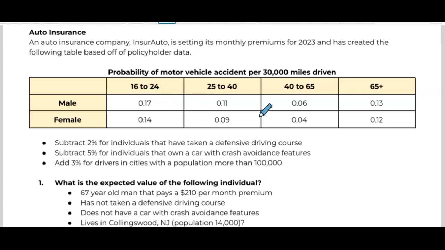Young males are the highest. Middle-aged females are the oldest, are the smallest. Then when you get older, the probability goes back up again, probably because your reaction time starts to decrease. So all of these numbers make a little bit of sense.